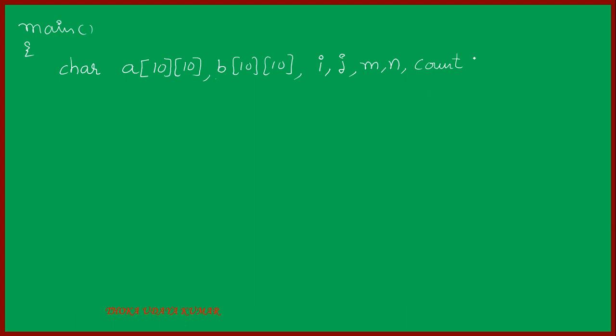Okay, right. Now what should I do first? I have to input m and n first. So let me write a scanf statement to input this m. How to input m? %d, and for n again %d, right, comma ampersand m and ampersand n. Is this correct? It is correct, but here we have made a mistake.